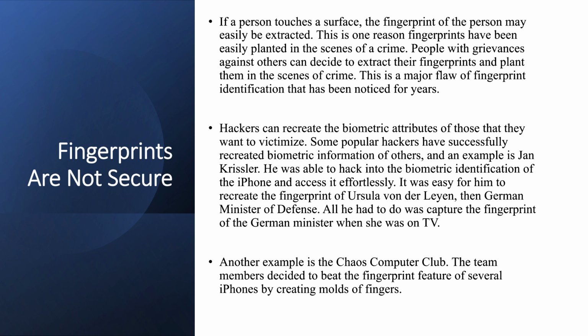Consider these examples. If a person touches a surface, the fingerprint of the person may easily be extracted. This is one reason fingerprints have been easily planted at the scenes of a crime. People with grievances against others can decide to extract their fingerprints and plant them at the scenes of crime. This is a major flaw of fingerprint identification that has been noticed for years.